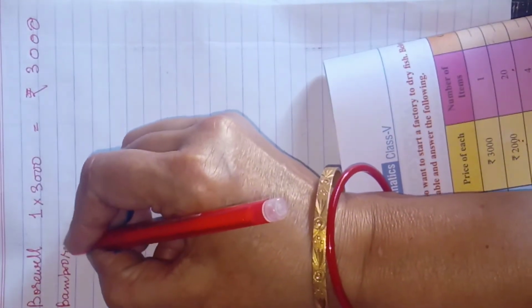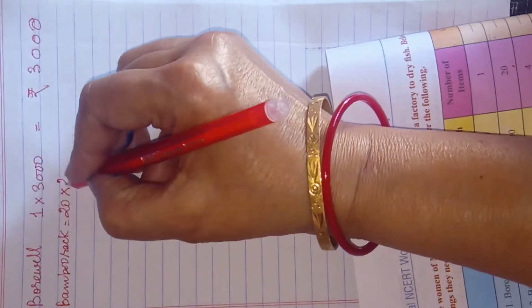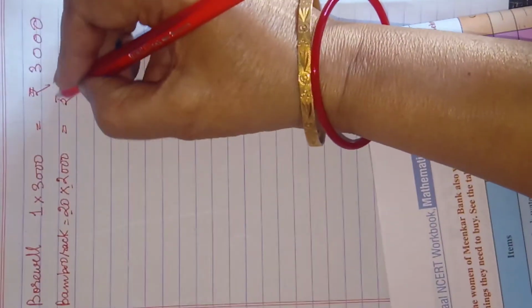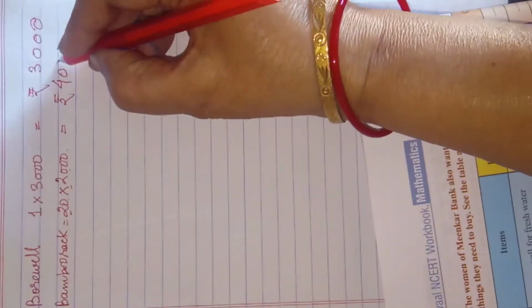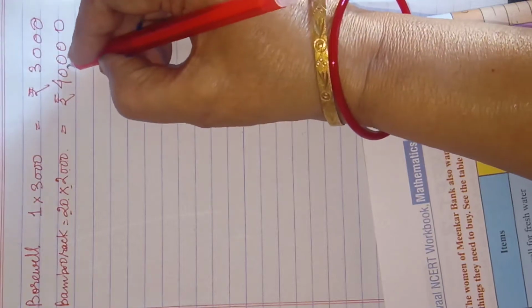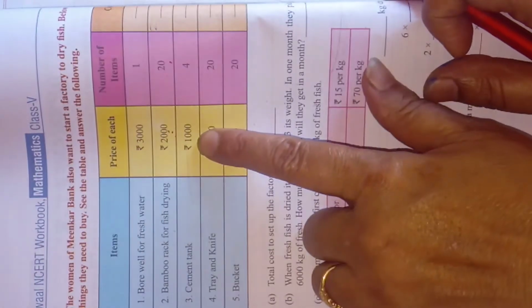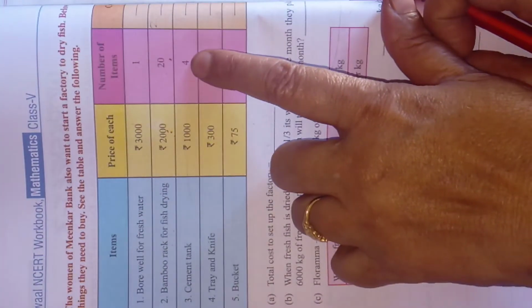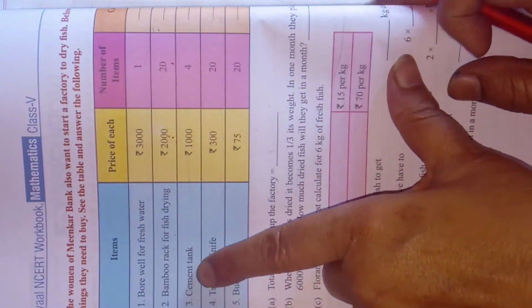bamboo rack they need 20 and cost of one bamboo rack is 2000 rupees. So 2 twos are 4 and how many zeros? 1, 2, 3, 4. So we will put 4 zeros here. So now what is this? 40,000 rupees. Now third one is, you can see cement tank and one cement tank cost is 1000 rupees and they need 4.